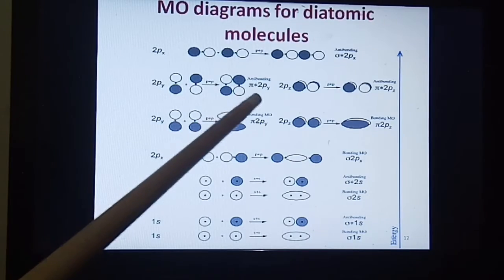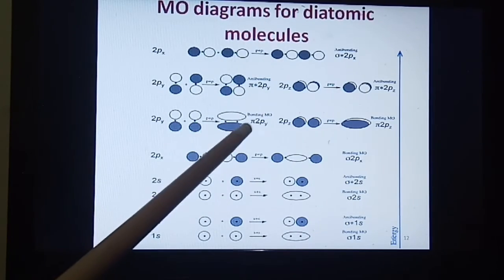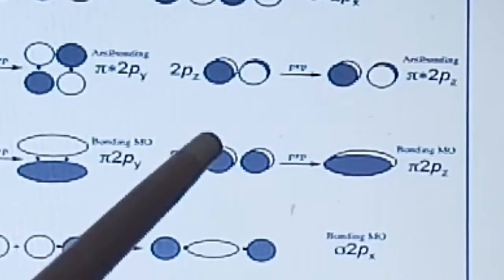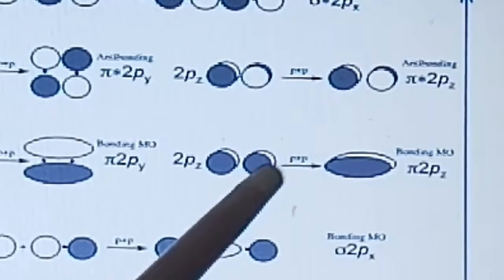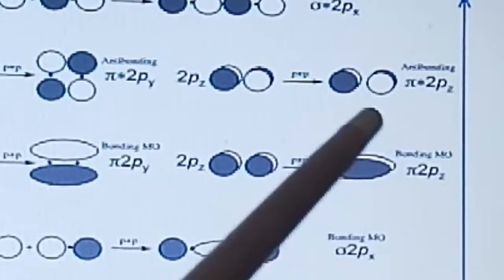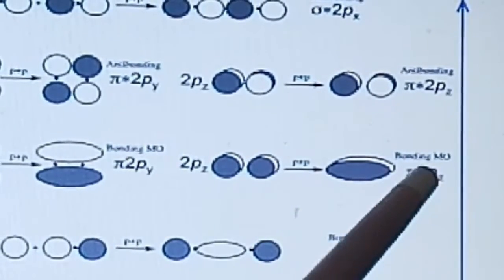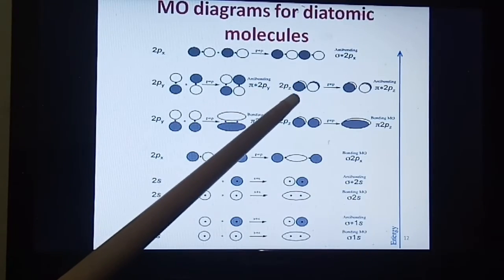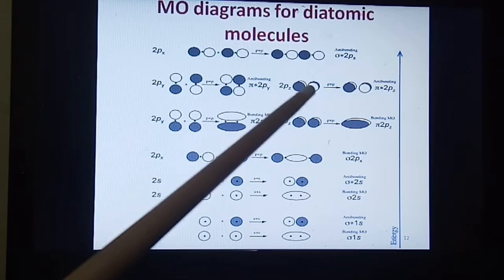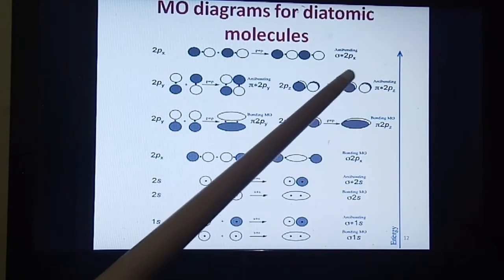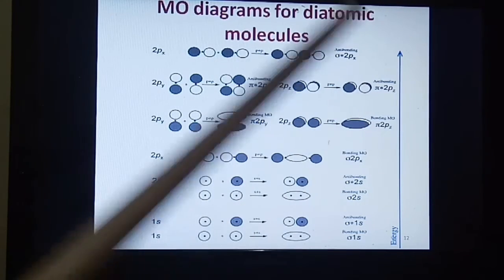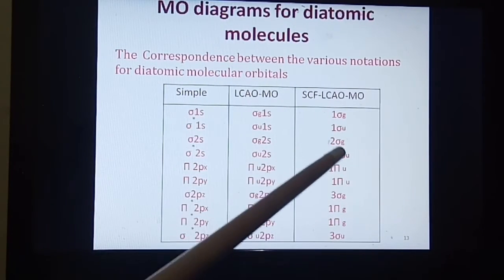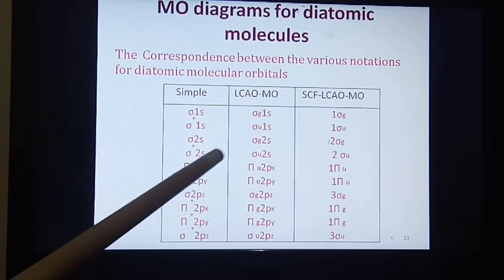This is the pi star 2py, this is the pi 2py, and similarly 2pz orbitals combine in this manner and give the molecular orbital of this shape. This is called the pi 2pz, and 2pz in this other manner gives the molecular orbital of this shape, that is pi star 2pz. These are the symbols representing the molecular orbitals.